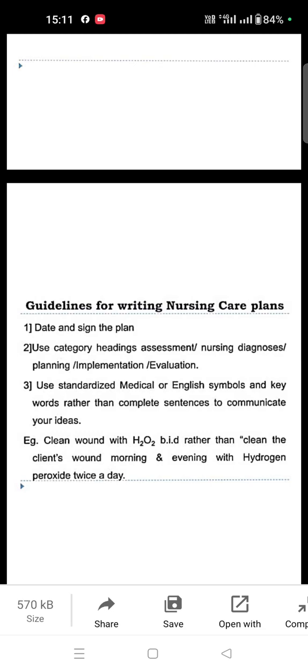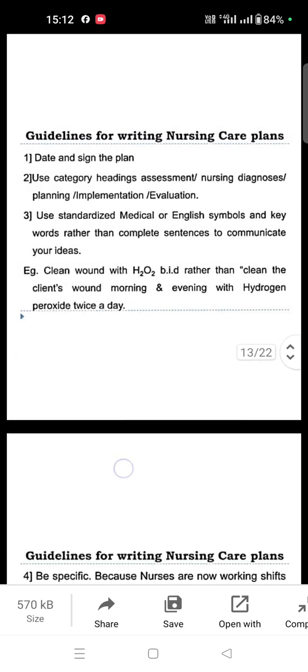Guidelines for writing the nursing plan: date and sign the plan. What are the data? Patient complaints. Use category headings: assessment, nursing diagnosis, planning, implementation, evaluation. Assessment is the physical examination, for example the patient has breathing difficulty. Nursing diagnosis: what will we do? We can relieve the airway. Planning: we can give comfort positions. Implementation: the patient comes out of it. Evaluation: the patient is discharged and is normal. Use standardized medical or English keywords rather than complete sentences; there is no need for full sentences.